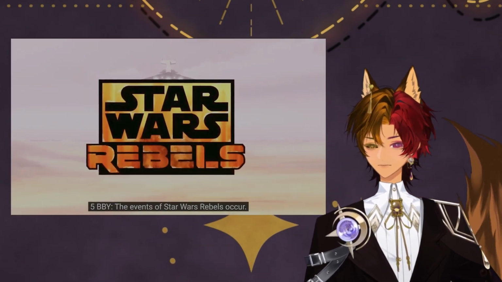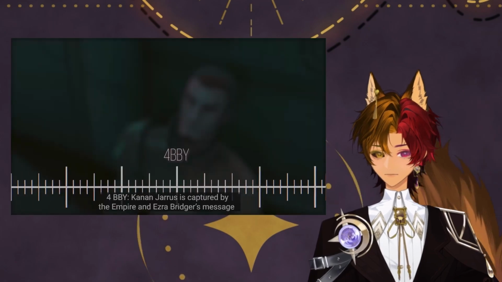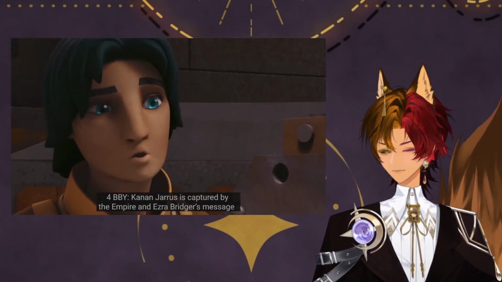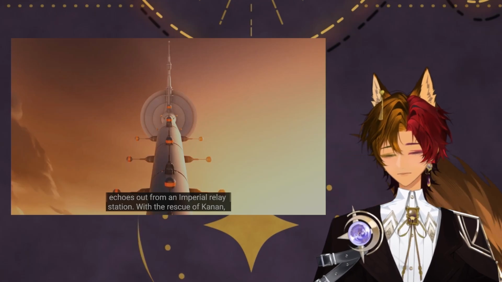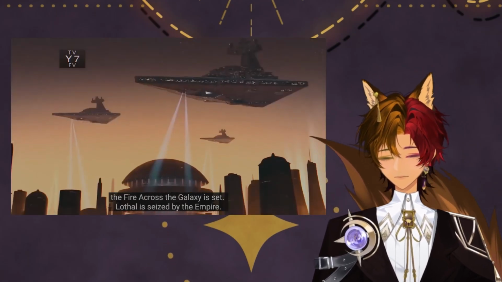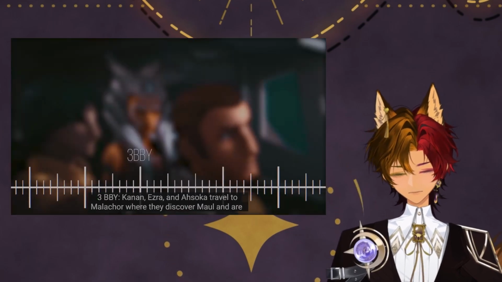5 BBY. The events of Star Wars Rebels occur. 4 BBY. Kanan Jarrus is captured by the Empire, and Ezra Bridger's message echoes out from an Imperial relay station. With the rescue of Kanan, the fire across the galaxy is set. Lothal is seized by the Empire.